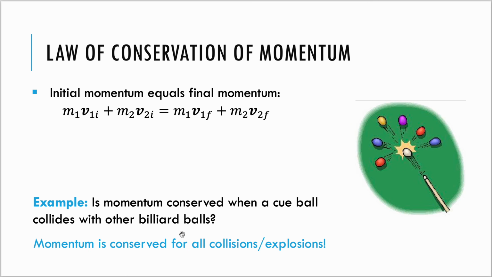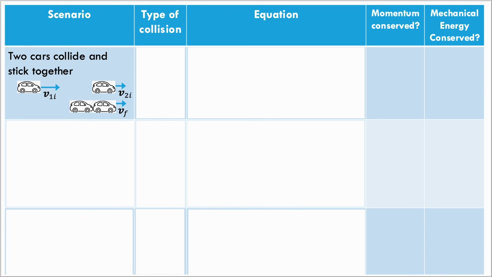So the takeaway message is that momentum is going to be conserved for all collisions or explosions that we deal with. Whenever objects are coming together or coming apart, we can use the law of conservation of momentum. So let's look at different scenarios, different collisions, and see if we can identify what types of collision they are and which equation we are going to use.